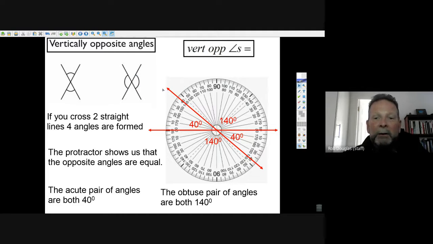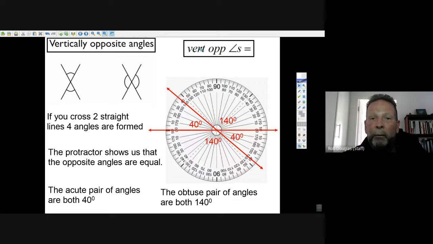And you know, if you take two lines and put them anywhere on a protractor, like I took a line here and went straight across, and then I took another line and went right to 40 degrees and went right down here in the same direction, the protractor shows us this idea that opposite angles are equal. Look, when you cross two lines, let's look at this acute angle here: 10, 20, 30, 40. Let's take a look on the other side: 10, 20, 30, 40. Well, vertically opposite angles are equal.